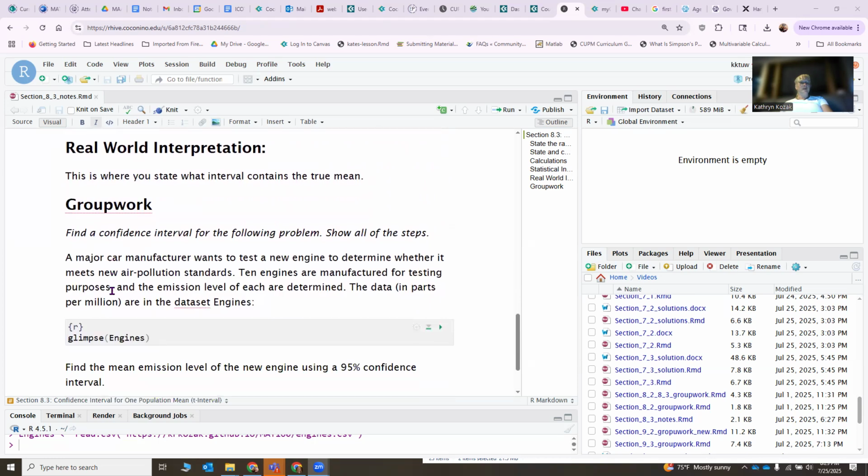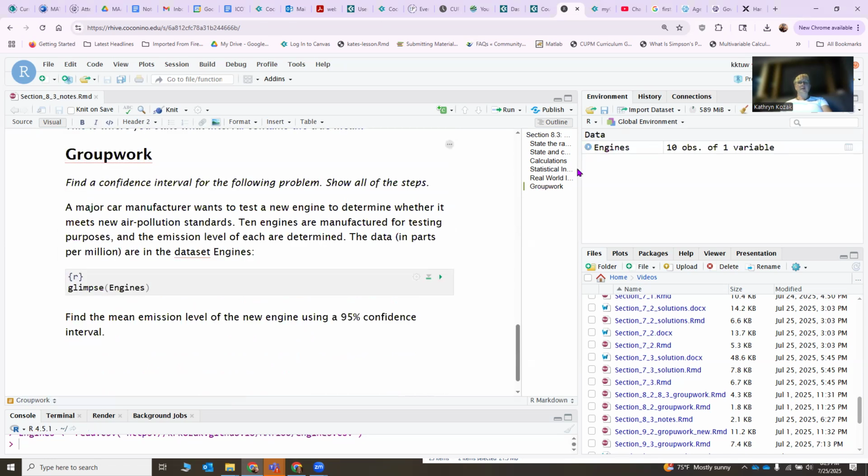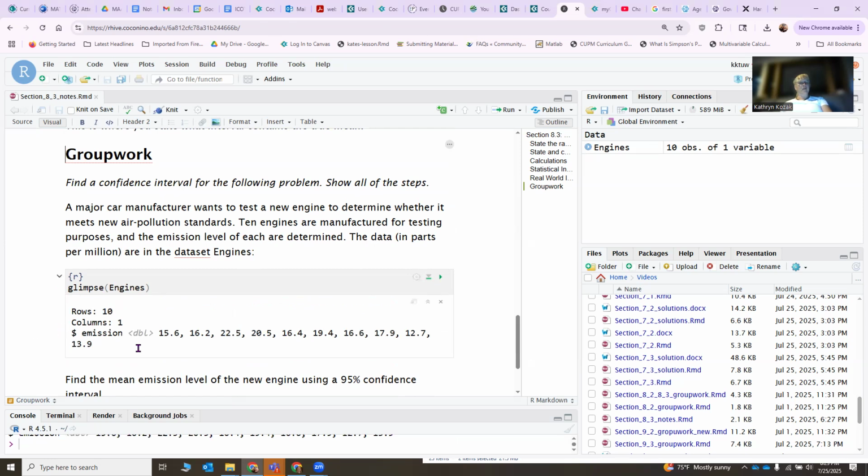So in this problem, you're going to find your confidence interval for the following problem. A major car manufacturer wants to test a new engine to determine whether it meets air pollution standards. 10 engines are manufactured for testing purposes, and the emission levels of each are determined. The data in parts per million are in the dataset engines. So let's go ahead and run the setup. There's our engines. There are 10 observations. We can do a glimpse of it, give you an idea of what they look like.